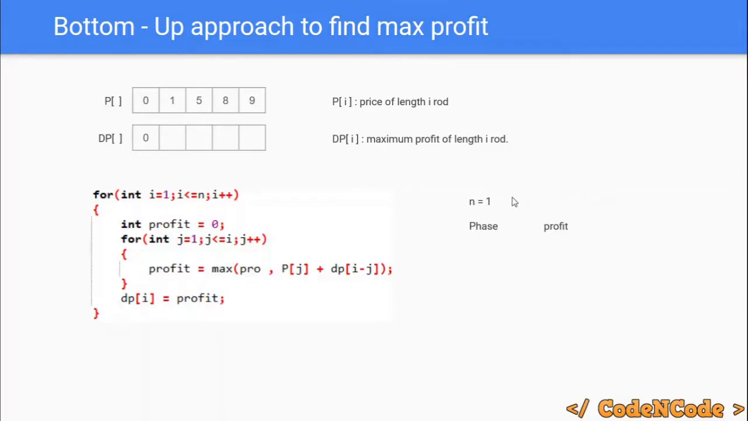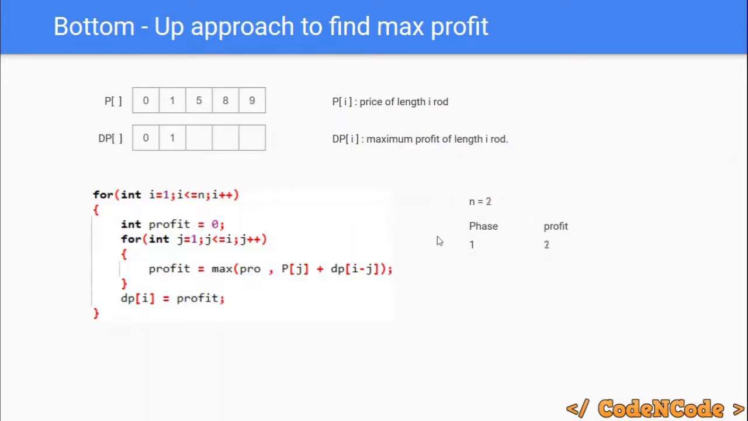So for n equals 1 we are only going to have one phase. For phase 1, j would be 1, so p of 1 plus dp of 1 minus 1, that is dp of 0. dp of 0 is 0 and p of 1 is 1, so 1 plus 0 is 1. So in first phase the profit is 1, and for n equals 1 there will be only one phase. So after that you initialize dp of 1 to be profit, which is 1. So dp of 1 is equal to 1.